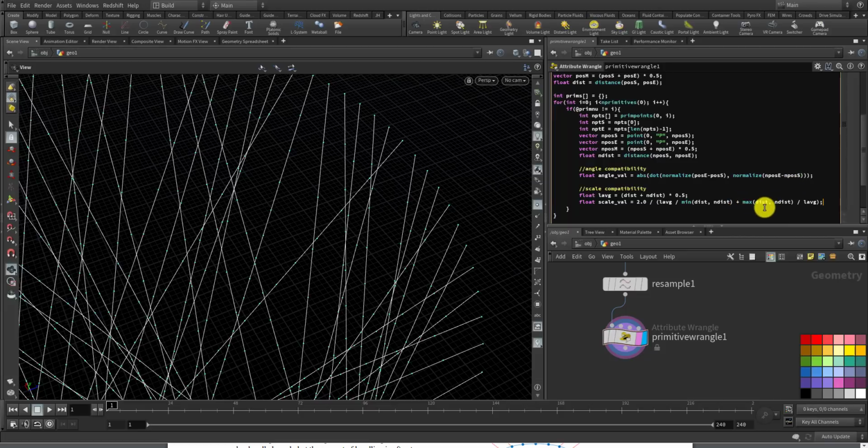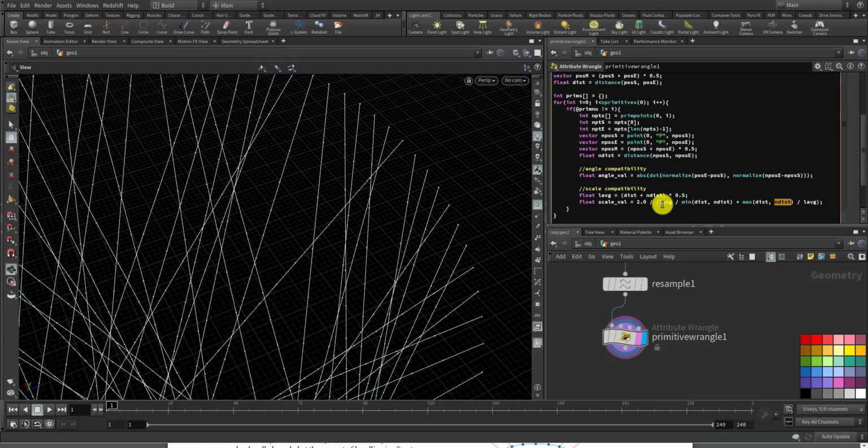So for this one, the larger one, pick the larger distance. So if the min distance is smaller than n dist, this one will pick distance dist, and this one will pick n dist, and divided by l average, and so on.